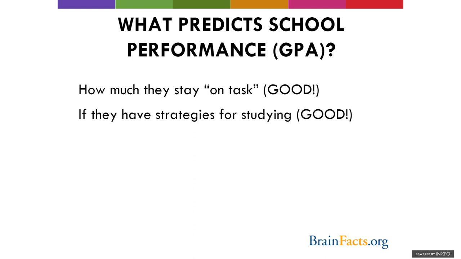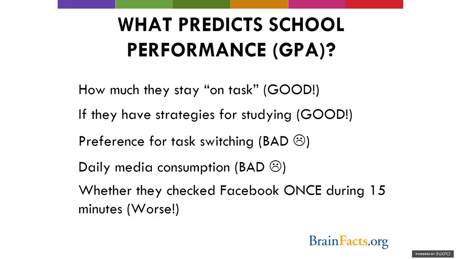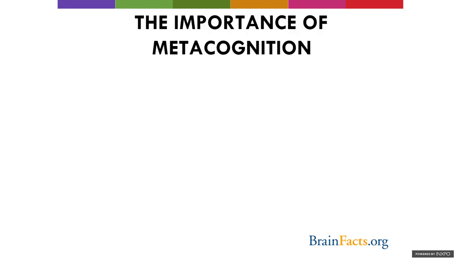Those who had study strategies had a higher GPA in school. Those who preferred to task switch, meaning they preferred to look at one thing and then look at another and back and forth, had a lower GPA. Those who consumed more daily media had a lower GPA. And then remember, every minute we noted what was in the middle of their screen, and we looked to see if any websites were particularly distracting, and it turned out only one website was distracting, and that was Facebook. And if they checked Facebook even just once during the 15 minutes, they had a lower GPA.